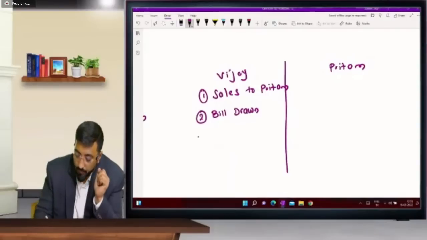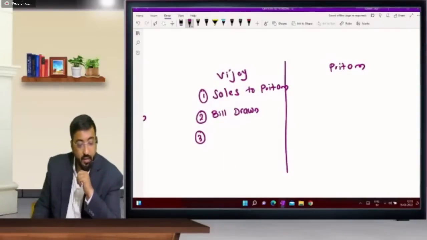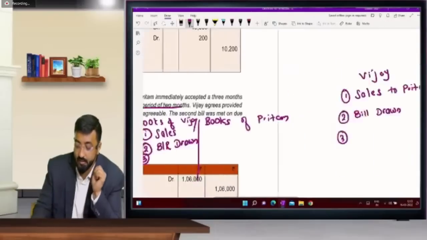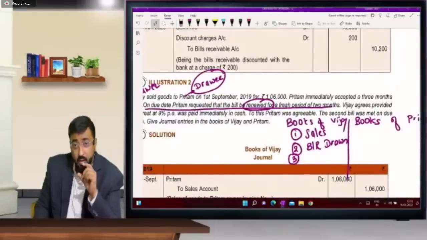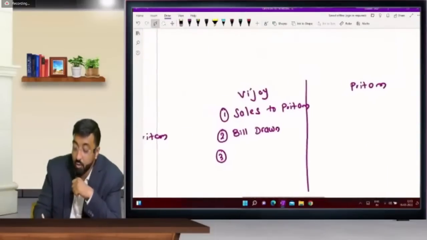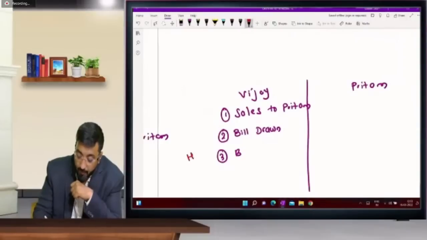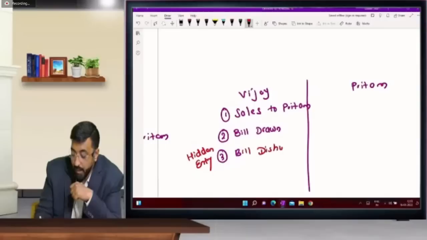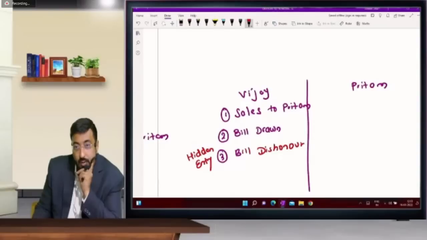Bill drawn. What is the third entry? Yes, now understand. Pritam renewed the bill. Pritam asked for renewal. Renewal means he wants some extra time. Extra time means first you have to dishonor this bill. So this is a hidden entry: bill dishonor. So bill dishonor is the third entry.